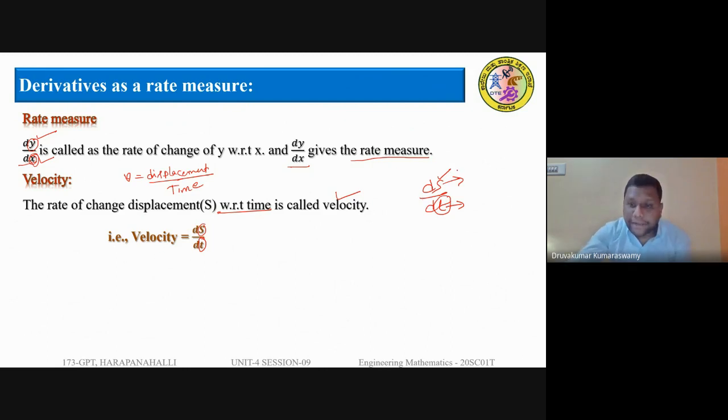So by using the differentiation concept, we are going to find the velocity using this formula: velocity is equal to ds by dt. Here, s is the displacement.